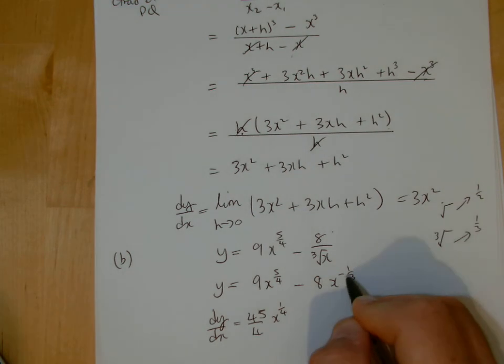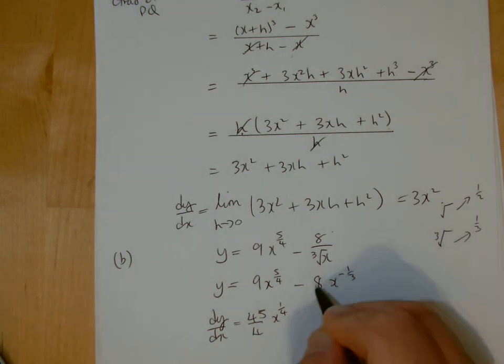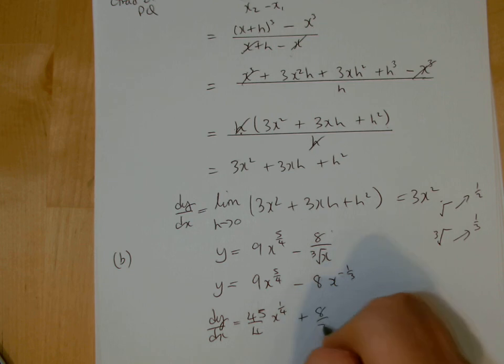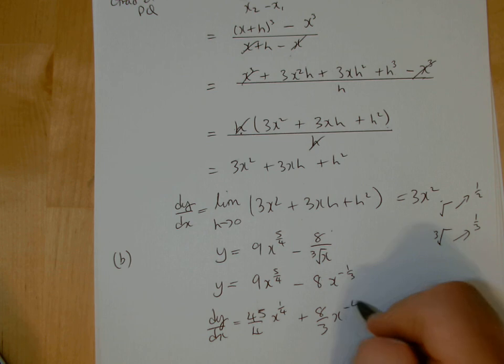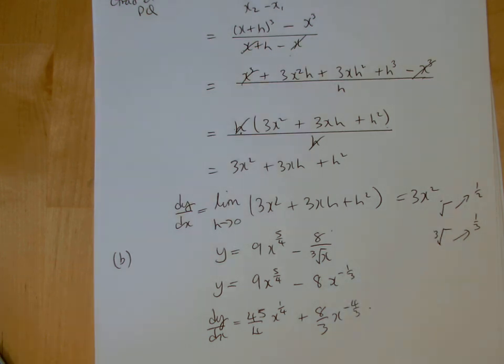The same here, bring the third down, the minus third down. So minus the third times minus 8 is plus 8/3, and then x then. And if you take away 1 from that, you get minus 4/3. Okay, and we've got our answer.